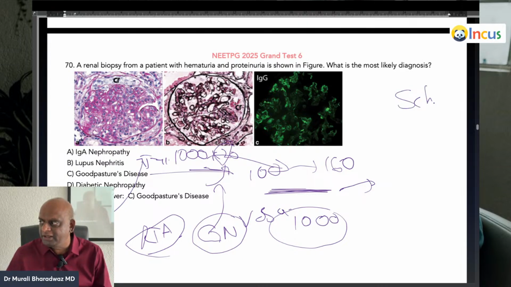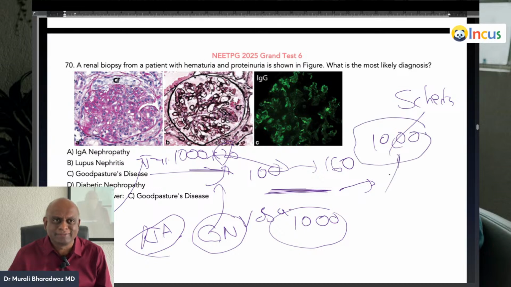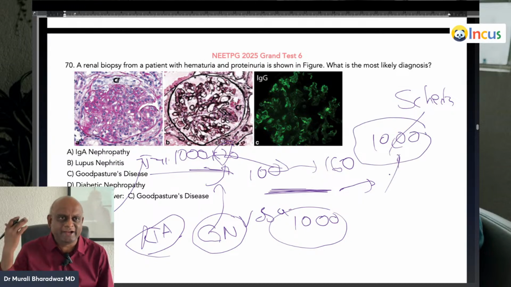Schedule of the individual subjects. We are now going with the approach of 10,000 PYQs which are miscellaneous, no? So you must be ready.